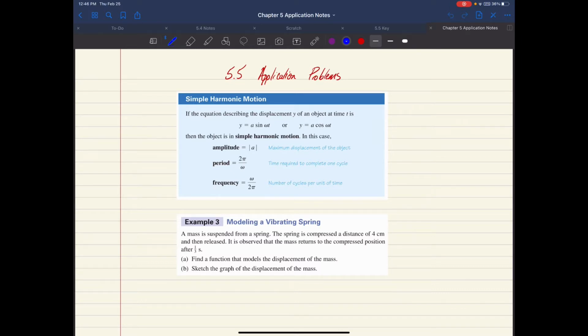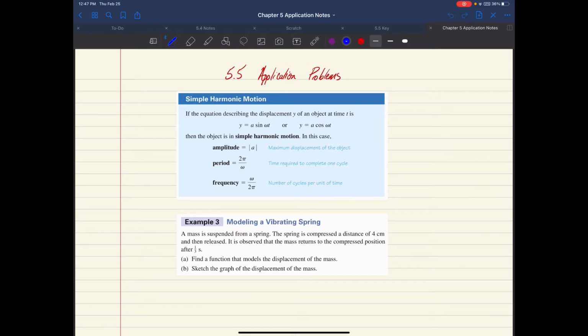So the amplitude is the same. The period is 2 pi over omega, which is the same thing as 2 pi over k. And the frequency is the reciprocal of that. So this is simple harmonic motion. That means I'm not going to have any phase shifts or anything like that in these first problems. But in the textbook, we do get into problems that have phase shifts and vertical shifts and all that. So these would just be the most basic ones.